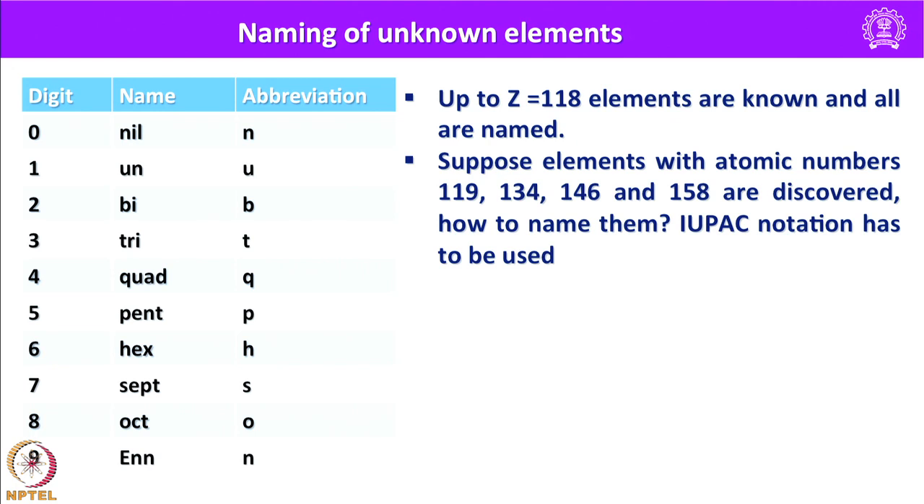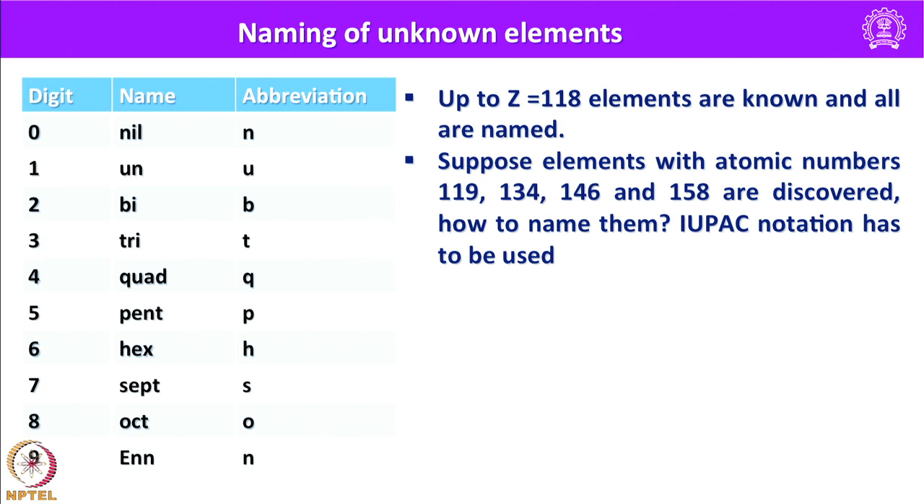For example, let us say an element with atomic number 118 has to be named, how to name it? Of course, we know the name of the element having atomic number 118, but suppose elements with atomic numbers such as 119, 134, 146 or 158 are discovered.